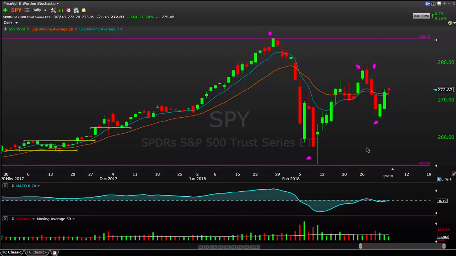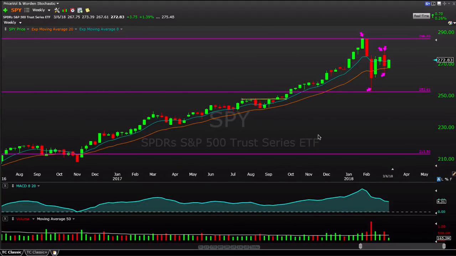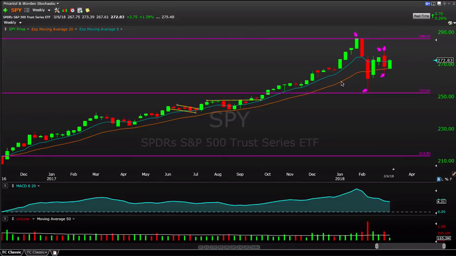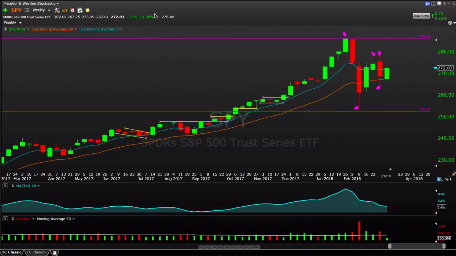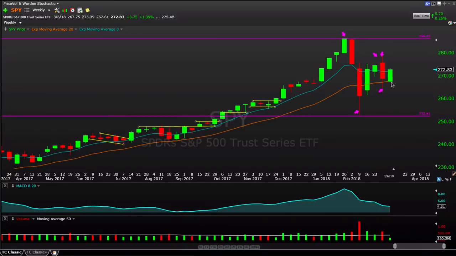So we're going to kick things off with the S&P 500, jumping right into the charts. We're actually going to start with a weekly picture first. On the weekly time frame, each bar represents 1 week of trading. It's only Tuesday, but we're off to a strong start. We're up 3.75 points in the SPY. That's good for 1.39%.